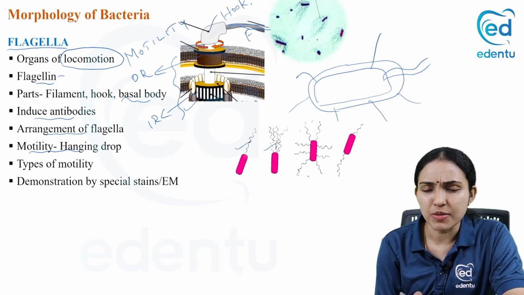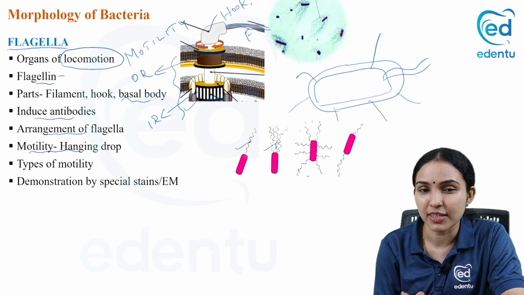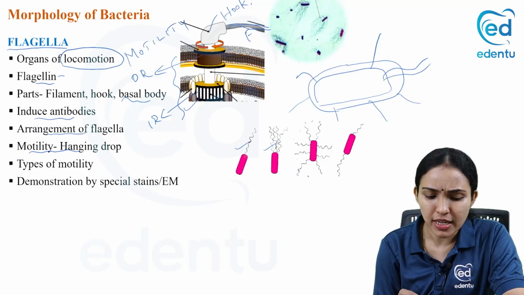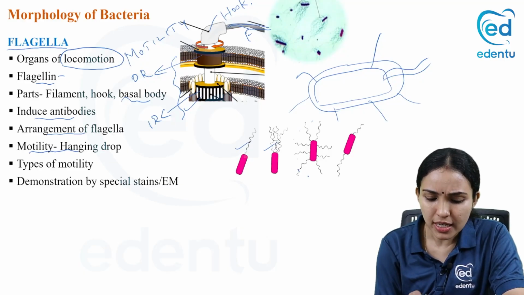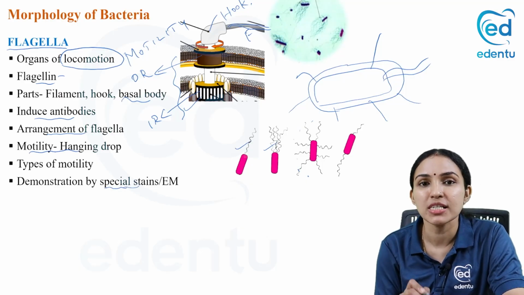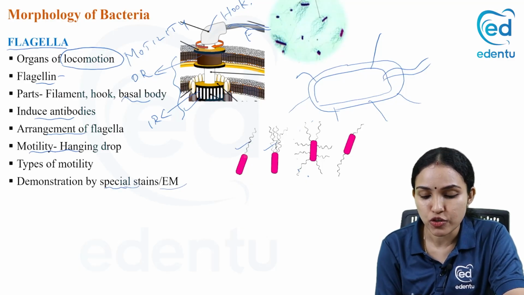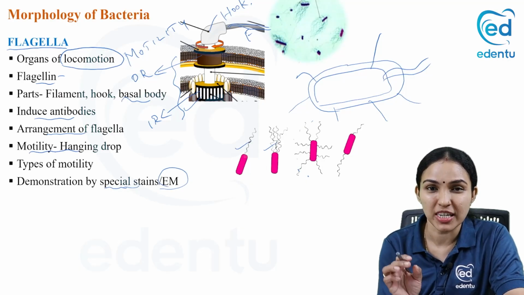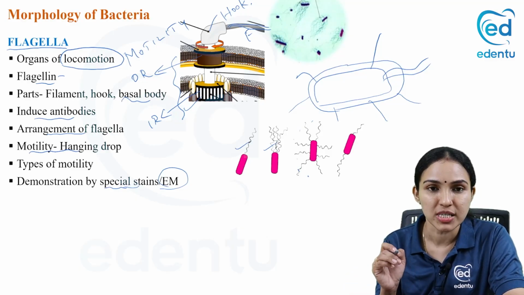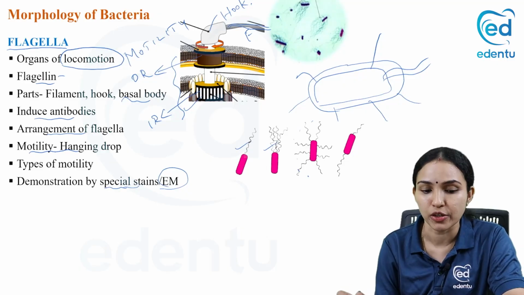Now, there are different types of motility. Some bacteria are rapid moving, like Vibrio cholerae. It is called darting motility. And some will be just a stately motion. And there are different types of motility. And how do you demonstrate it? Other than hanging drop, you can use some special stains for flagella. And also you can use an electron microscope because flagella is very thin. If you want to visualize flagella, you need to use a special stain or electron microscopy.